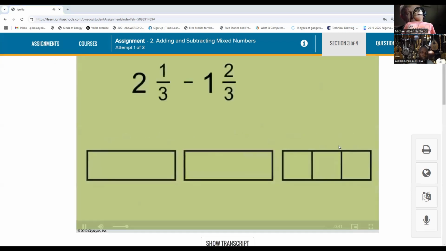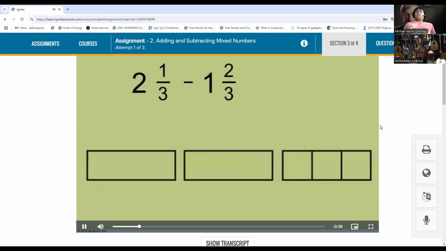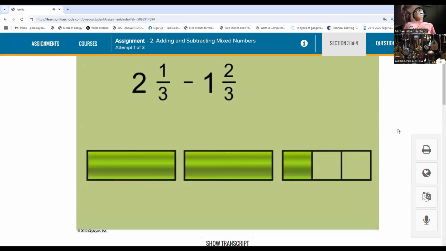To model this subtraction problem, we begin by representing 2 1/3 using rectangles. To subtract 1 2/3, we'll remove shading from 1 2/3 of the rectangles. Notice though that there is only 1/3 to remove shading from, so we'll have to first represent one of the whole rectangles as thirds.